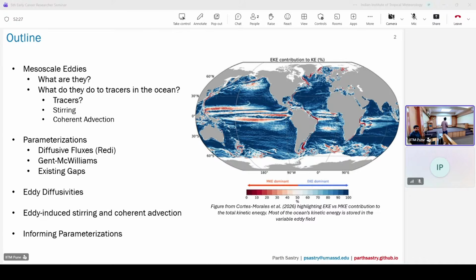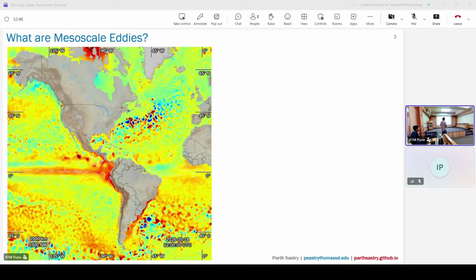And because I really like giving away spoilers at the beginning of my presentation, I will say that I have absolutely no idea how my work will inform parameterizations, but that is one of the ways in which future researchers can take this up or collaborate and so on. All right, so what are mesoscale eddies?